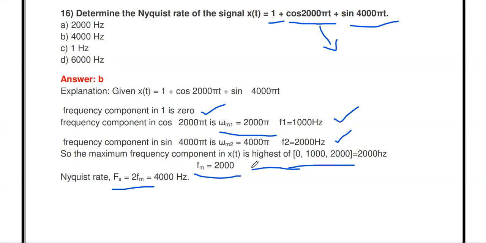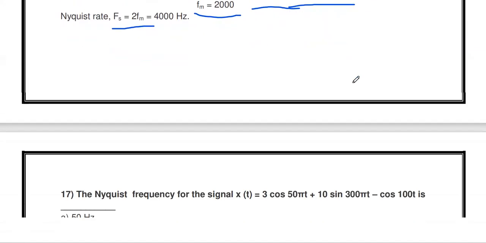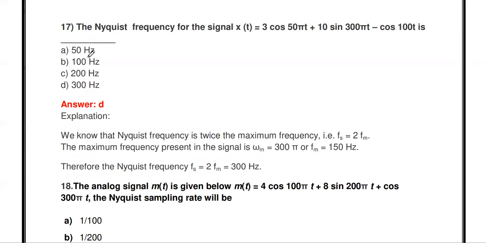So that 2000 hertz is nothing but Fm. Fm means the maximum frequency component of the given signal. Therefore, the Nyquist rate is equal to twice Fm. So 2 into 2000 is 4000 hertz. Okay, so here the answer is 4000 hertz. In this manner, we have to work out the problem if the signal consists of two or more different frequency signals.